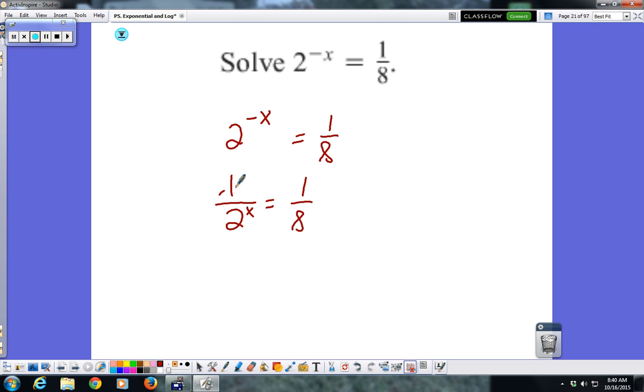1/2 to the x equals 1/8. Really, the ones don't matter. 2 to what power is 8? Allie? 3. So x must be 3. 2 to the negative 3 power is the same thing as 1/2 to the positive 3, which would be 1/8.